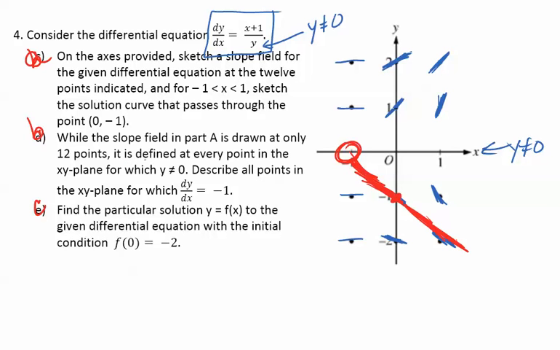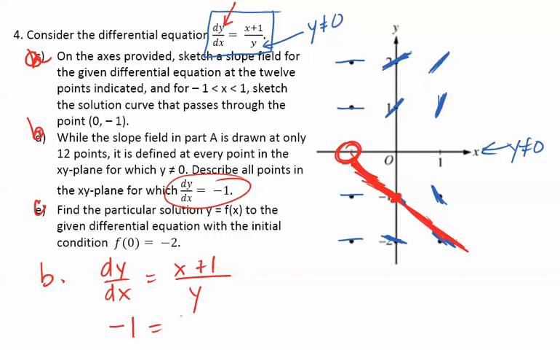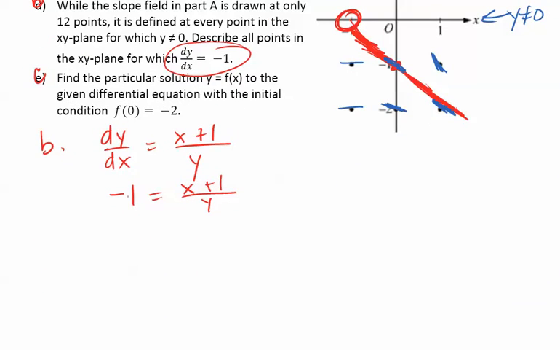All right, for part B, while the slope field is only drawn at 12 points, it's defined everywhere except at y equals 0, where it is not defined. So can we find the points where the derivative would be equal to 1? Sounds complicated, but it's just substitution. We want the derivative, so take your derivative formula. And all we're asked to do here is to find out when that slope is going to be equal to 1. So it's really just a simple proportion.